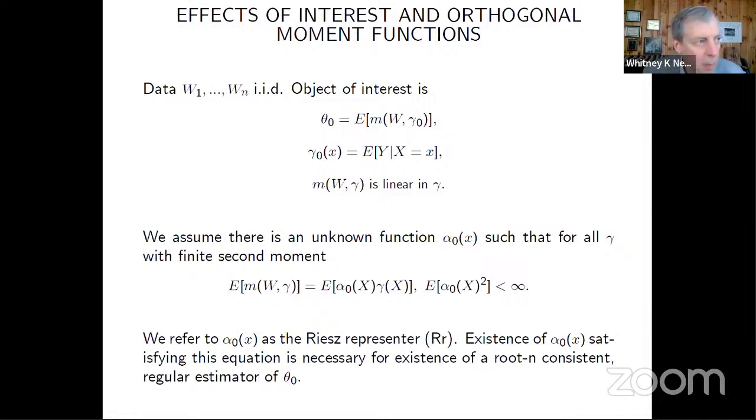It's not a very strong assumption. In fact, it's necessary. In order for this theta naught to be root-n consistently estimable, such an alpha naught has to exist. The theory of that is way beyond what we can get to today, but it is true that making this assumption that this alpha naught exists is not restrictive at all if what you want is for theta naught to have an asymptotically normal, root-n consistent estimate. We're not assuming anything extra in saying that you have this alpha naught. Okay. All right.